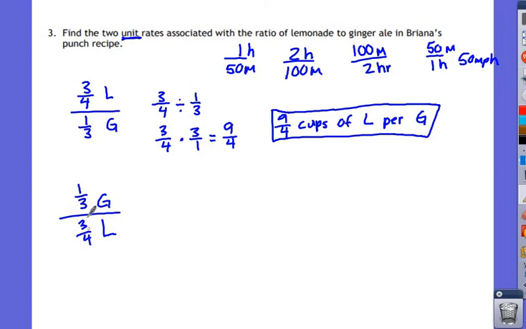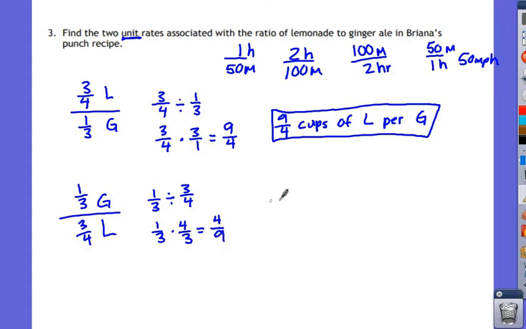I don't like seeing math problems in a fraction of a fraction, so I'm going to rewrite this with a division bar. So 1/3 divided by 3/4. Don't like that. So I'm going to rewrite it as multiplication. So that's going to be 1/3 times 4/3. Keep change flip. Gives me 4/9.